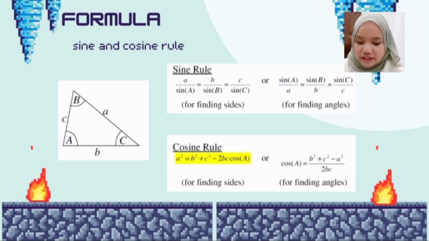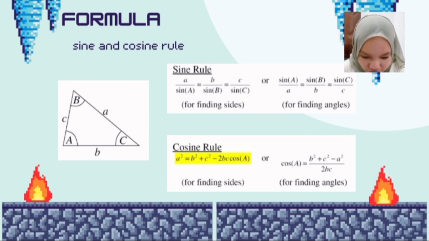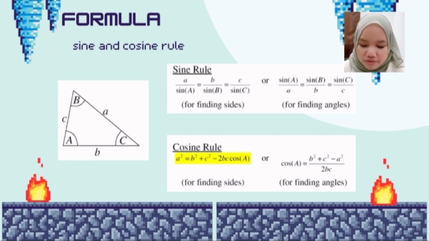The second one is the sine and cosine rules. For finding sides in the sine rule, we can use small a divided by sine A equals small b divided by sine B, which also equals small c divided by sine C. For the angles, we can just invert the formula. For the cosine rule, to find the sides, we use a squared equals b squared plus c squared minus 2bc cos A.